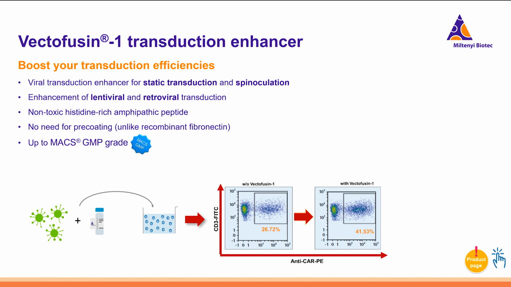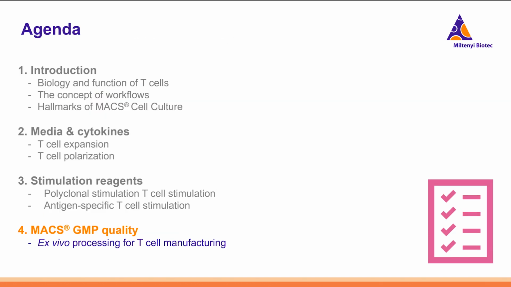VectorFusin-1 is simply added to the T cells and, as seen here on the right, thereby boosts transduction rates drastically. With being available up to MACS GMP grade, VectorFusin-1 is ideally suited for translational applications such as CAR T cell manufacturing. Finally, let's discuss our outstanding MACS GMP grade cell culture reagents.